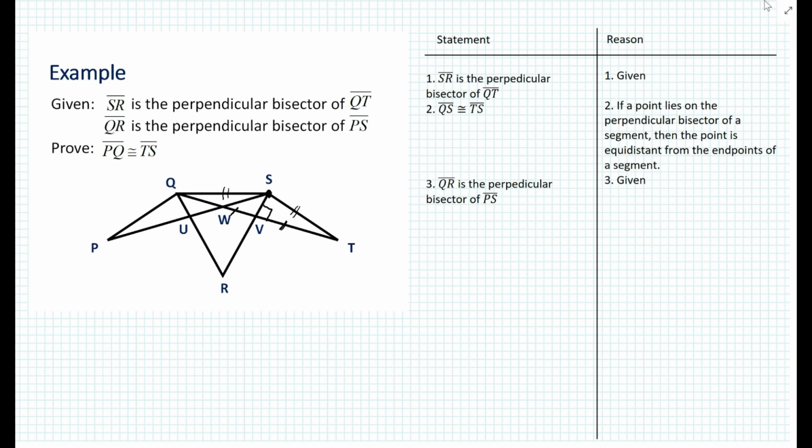Similarly, we can state that segment QR is the perpendicular bisector of segment PS because that's the given. So if we look in the diagram here, we can now state that segment PQ must also be congruent to segment QS because it's equidistant. So we can say that segment PQ is congruent to segment QS because of the same exact reason as number 2. Now, if we look at steps 2 and 4, what can we say here? Well, they both share the same segment QS. So therefore, we can say that segment PQ is congruent to segment TS by the transitive property.